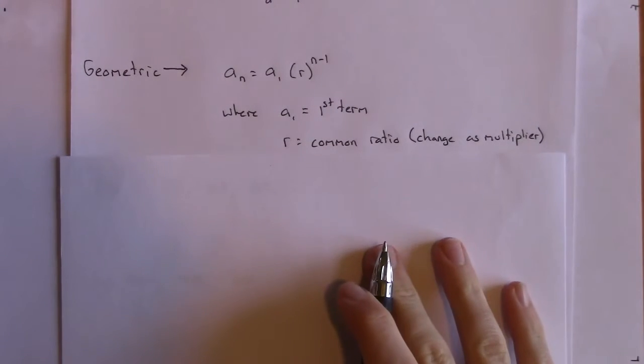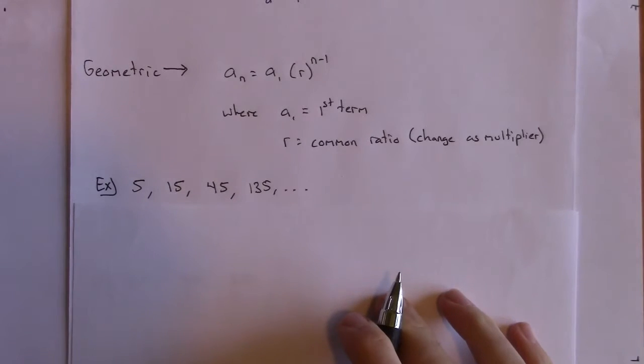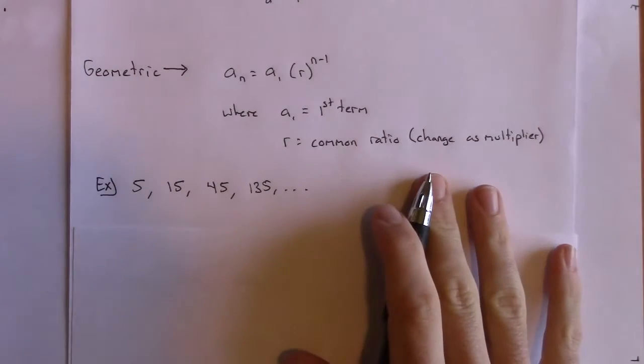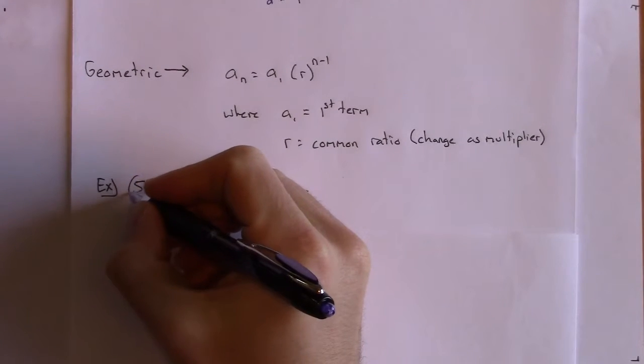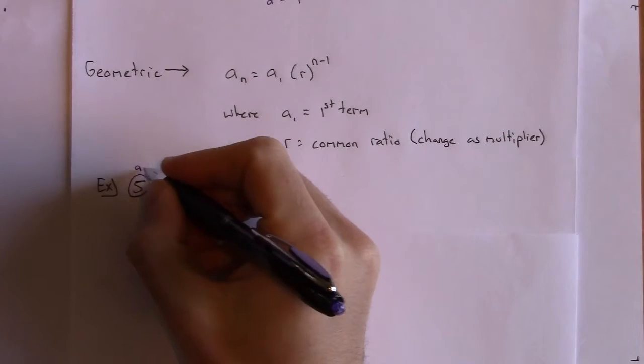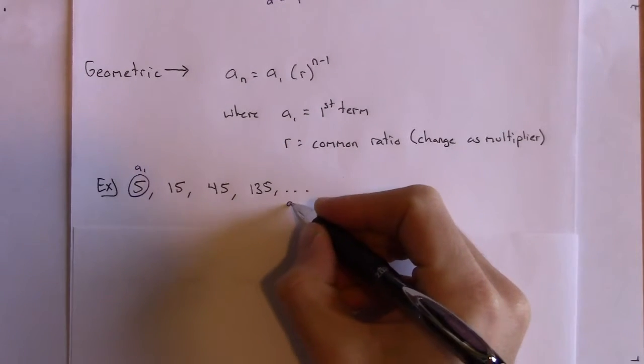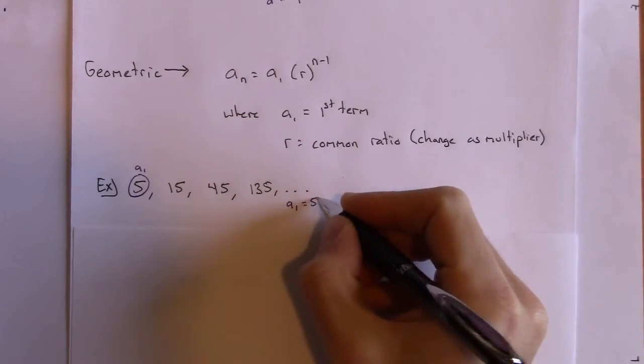Okay, so let's take a look at an example or two. First up, we have this geometric sequence right here, 5, 15, 45, and 135. Again, that first term hopefully is easy to identify. It's whatever's first in your list. So I know that my A1 is going to be 5.